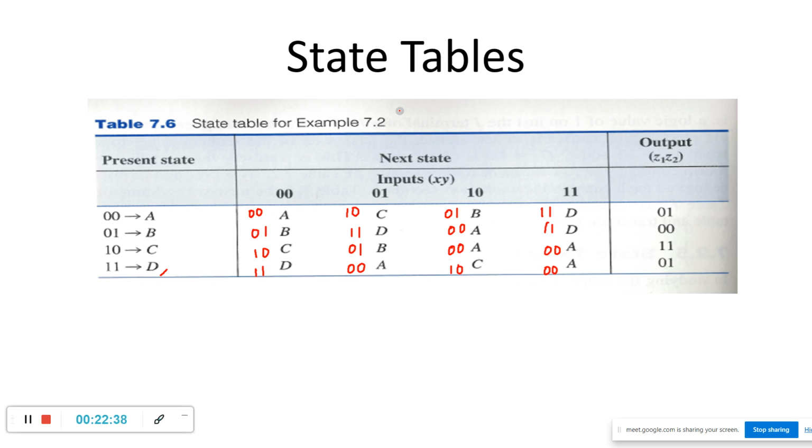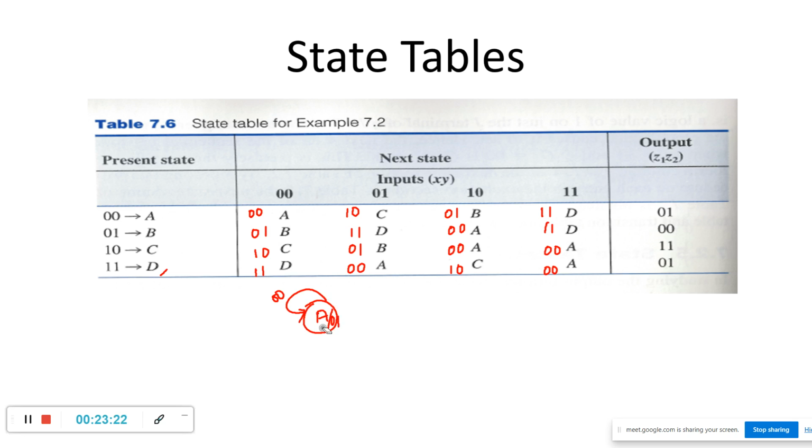How do you draw the state diagram? I will draw, see here, A. With the input 0 0, A is again going to A, right? So I will write here, with the input 0 0, it is again going to A. The output is what? 0 1. Here you have to see. So A slash 0 1. You have to write A slash 0 1 inside the circle.